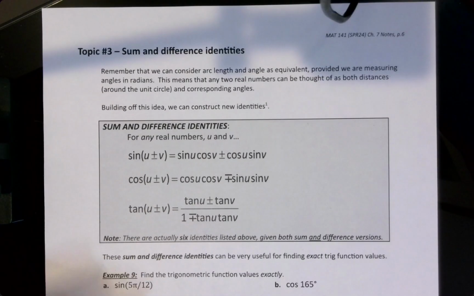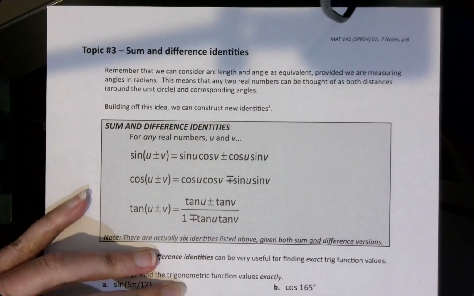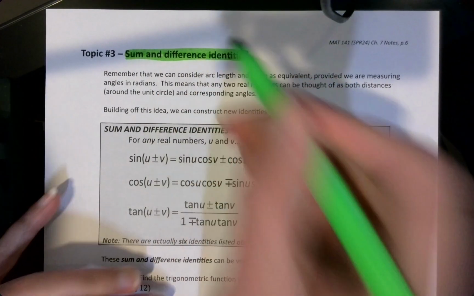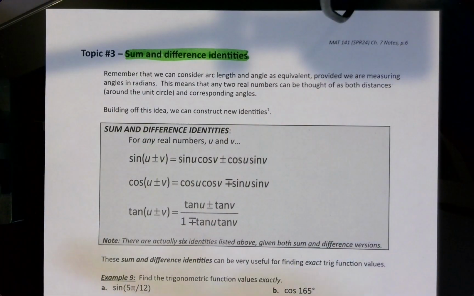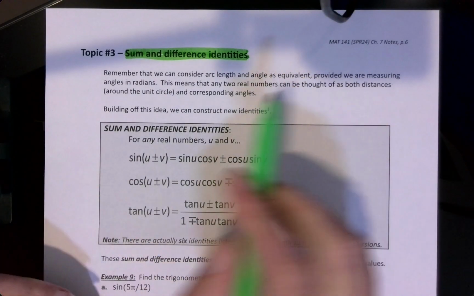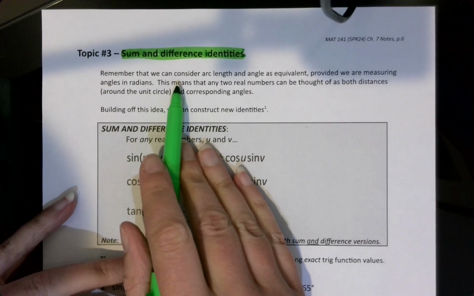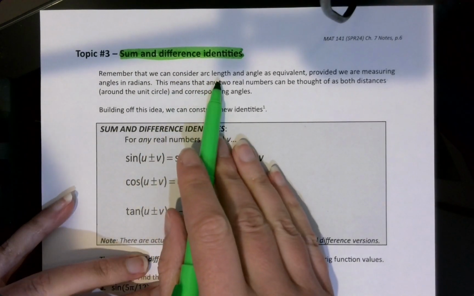All right, so remember that we can consider the arc length and angle as equivalent, provided we're measuring angles in radians on the unit circle. And this means that any two real numbers can be thought of as both distances and corresponding angles. Building off of this idea, we can construct some new identities.